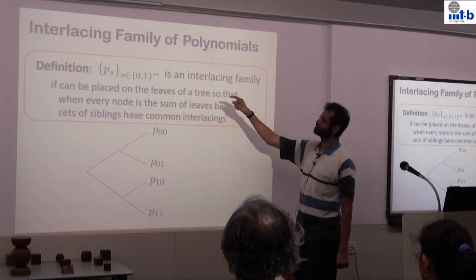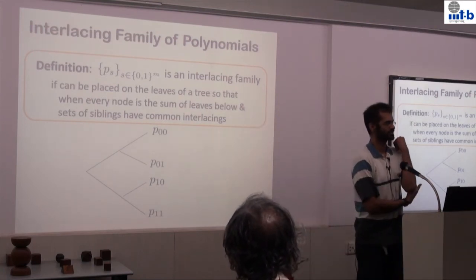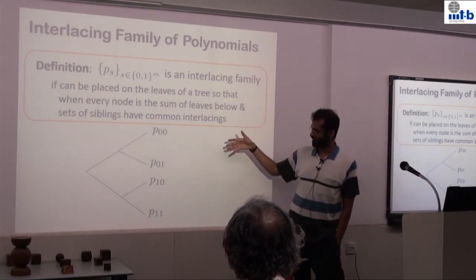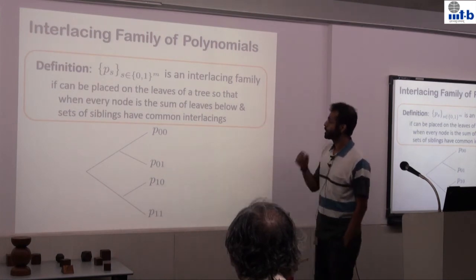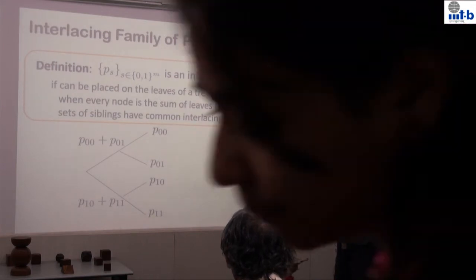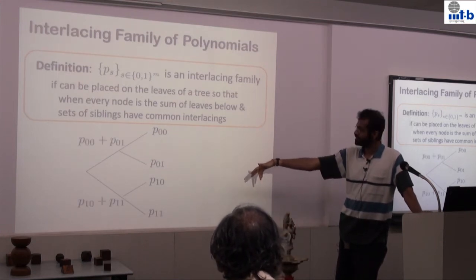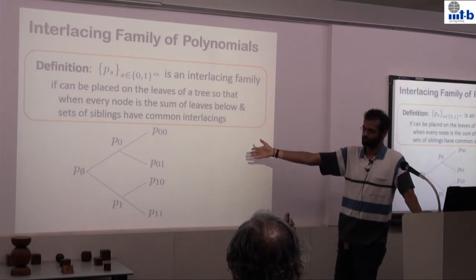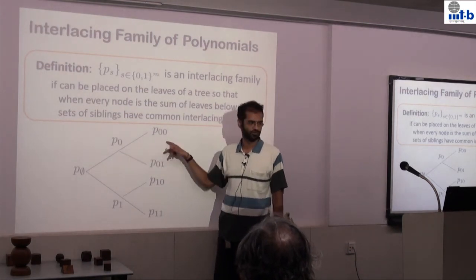So suppose I have a family of polynomials p sub s indexed by 0, 1 to the m. So I have 2 to the m polynomials, as in my situation of interest. It's called an interlacing family if there is a complete binary tree such that the polynomials are at the leaves of the tree. And at each internal node, I'm going to define a polynomial which is the average of its children. So the leaves are just p naught naught, p naught 1, p1 naught, p1 1. The nodes above that are just going to be the averages of the subtrees. So I'm just going to do this very natural thing: I define this tree, and at each node there's a polynomial, and the polynomial is the average of all the polynomials under it.